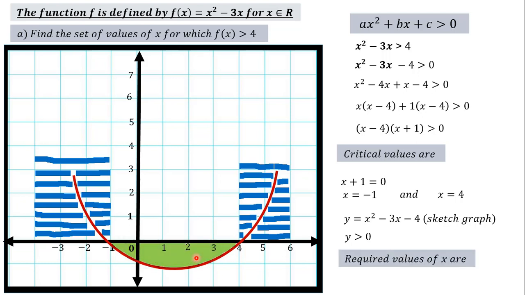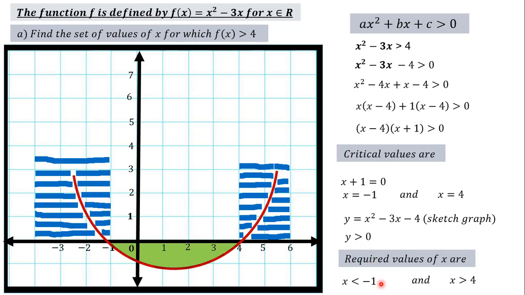So students, what are the required values of x? The required values of x are towards the left of -1, means x is less than -1, and the values of x towards the right of 4, means x is greater than 4. These two are the sets of values of x for which f of x is greater than 0.